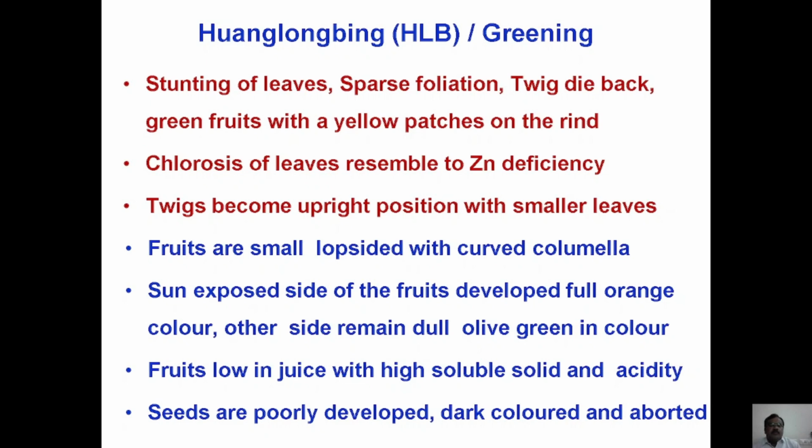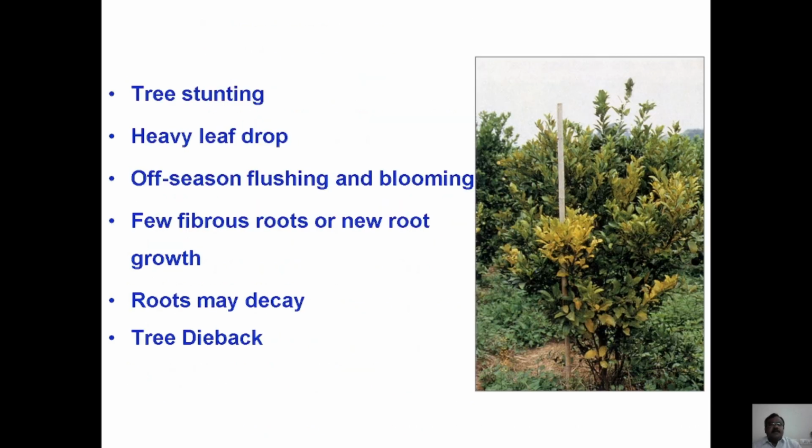The fruit juice quality from the affected fruits is very low, with high soluble solids and acidity, and in the affected fruits the seeds are very poorly developed, and become dark colored or aborted. These are the stunted trees due to severe infection, which ultimately leads to heavy leaf drop. Off-season flushing and blooming are common in the affected trees. Few fibrous roots or new roots may be formed in the affected trees, since the majority of the roots got decayed, ultimately resulting in development of dieback symptom.